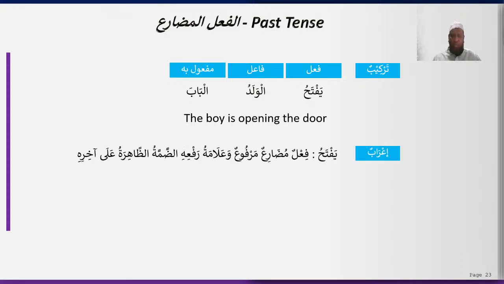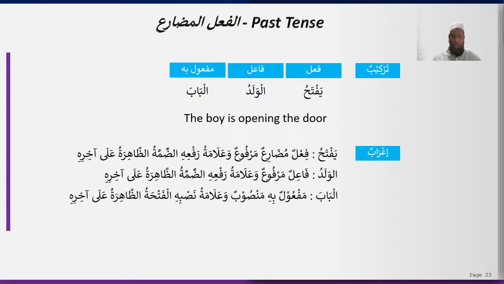I'rab. يفتح فعل مضارع مرفوع وعلامة رفع الضمة الظاهرة على آخره. الولد فاعل مرفوع وعلامة رفع الضمة الظاهرة على آخره. الباب مفعول به منصوب وعلامة نصب الفتحة الظاهرة على آخره. Straightforward.